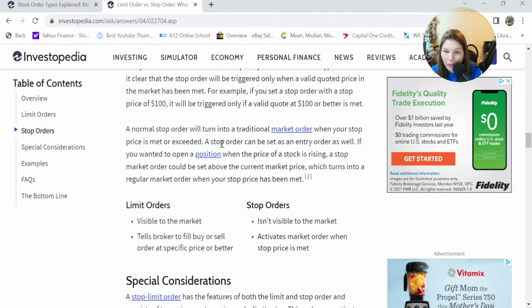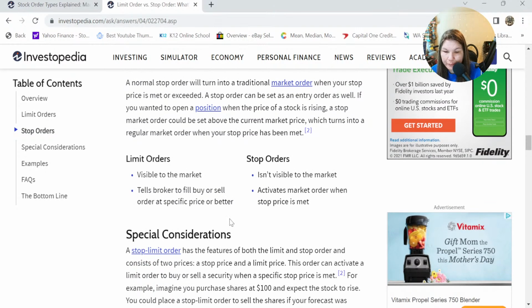A normal stop order will turn into a traditional market order when your stop price is met or exceeded. A stop order can be set as an entry order as well. If you wanted to open a position when the price of a stock is rising, a stop market order could be set above the current market price, which turns into a regular market order when your stop price has been met.